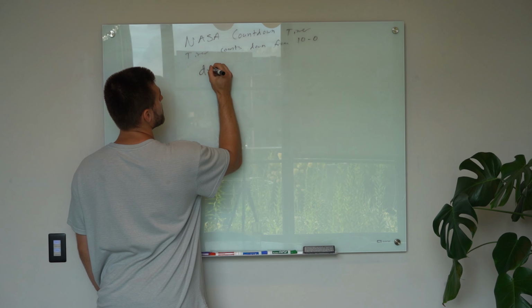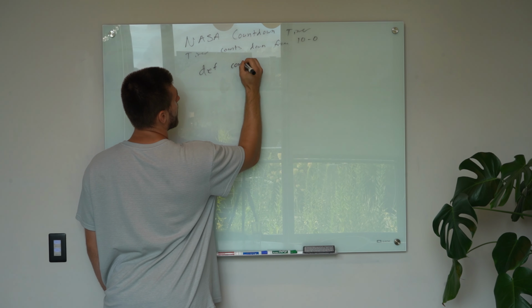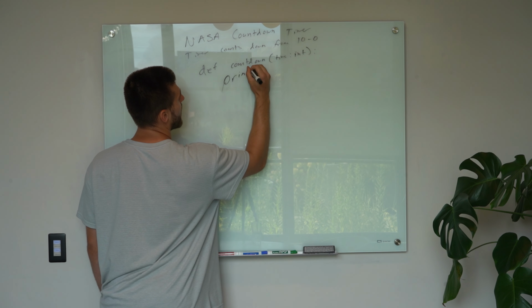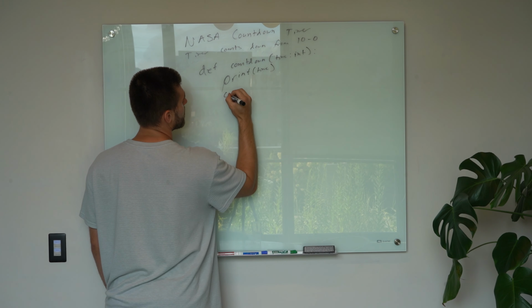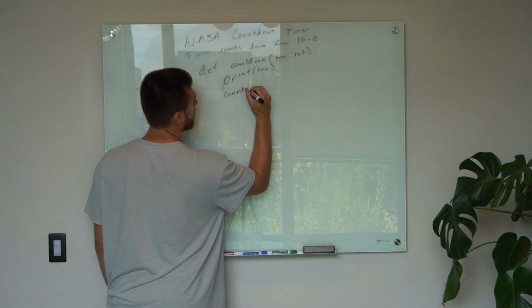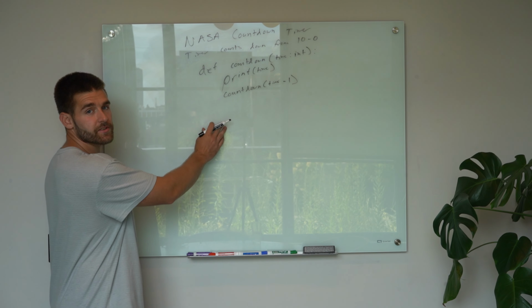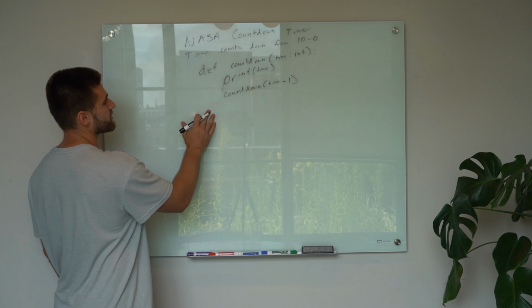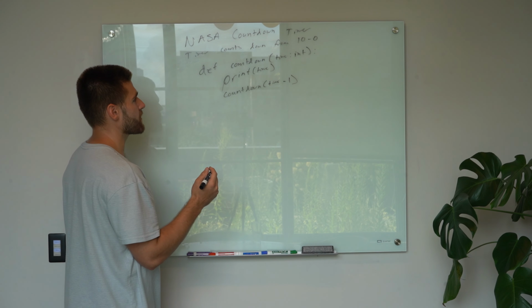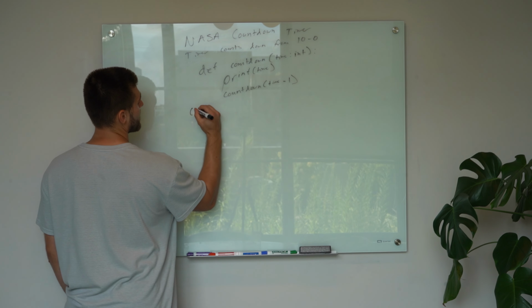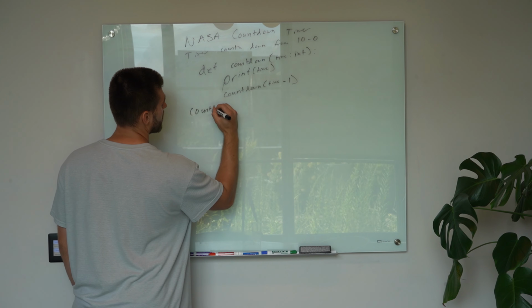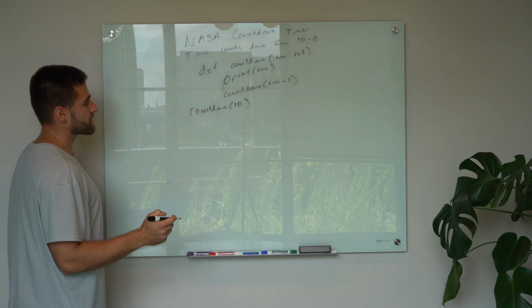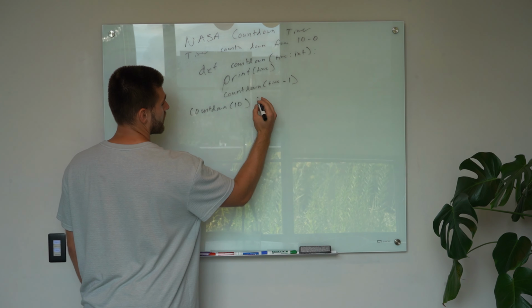So we could, again, do def countdown. And this time, we're going to print time, and we're going to call countdown(time - 1). This recursive function operates a little bit differently. So now if we were to pass a value of countdown(10), what this is going to do is print 10.